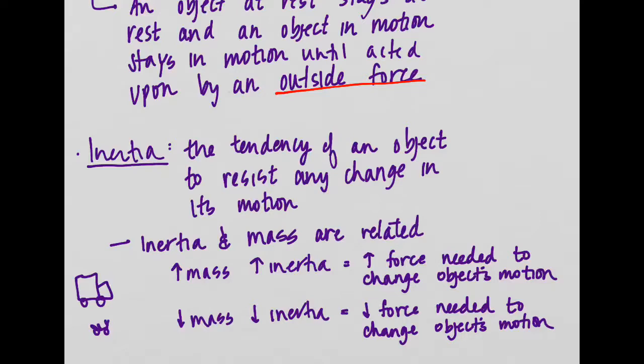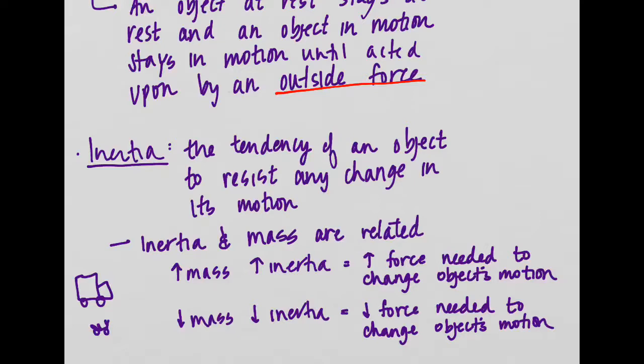Okay, as opposed to this, with a little tiny mass and a little tiny inertia, not a lot of force is needed to make this bicycle start moving, right? It doesn't need an engine to start moving, right? We just need to push with our legs. Whereas if you pushed with your legs on the truck, that's not going to be enough force to get the truck to move. So this is how mass and inertia are related.